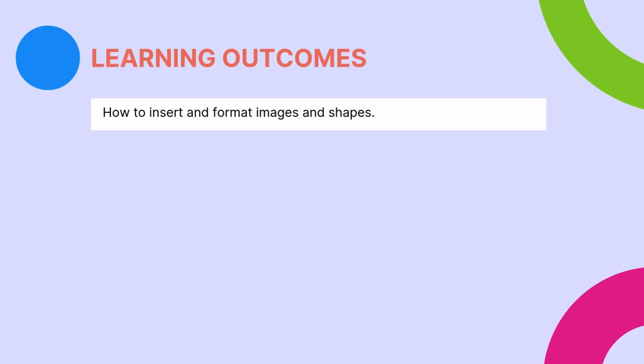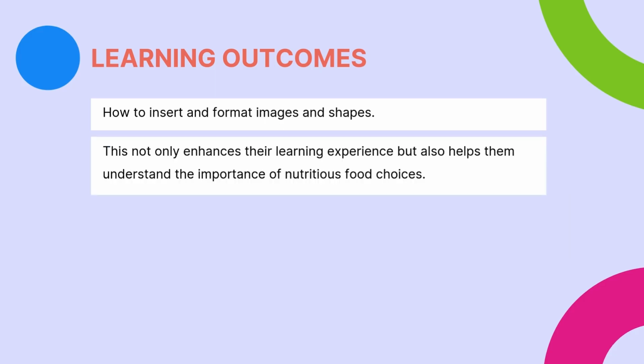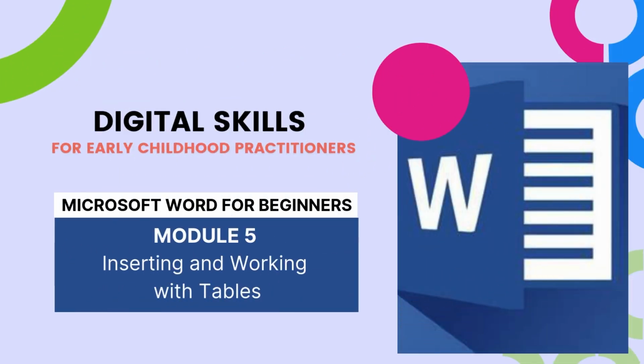In this module, you've learned how to insert and format images and shapes in Microsoft Word using the theme of foods that are good for you. By incorporating visuals related to healthy eating, you can make your documents more engaging and educational for your learners. This not only enhances their learning experience, but also helps them understand the importance of nutritious food choices. In Module 5, we'll focus on inserting and formatting tables, which can help you organize information effectively, such as creating meal plans or tracking nutritional information.